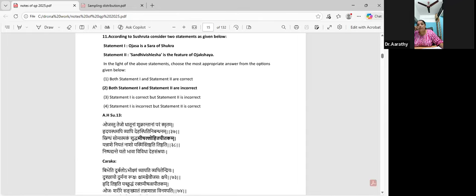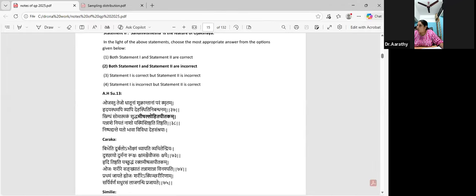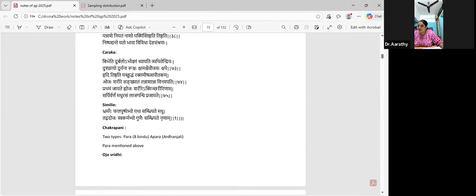That is also given in the global text in the Kriya Shariram section, I guess. You can go and refer to it and make a note of it. Okay. Now, the second statement, Sandhi Vislesha, is said in Oja Kshaya. No, it is not said in Oja Kshaya. It is said in Ojo Visramsa, right?